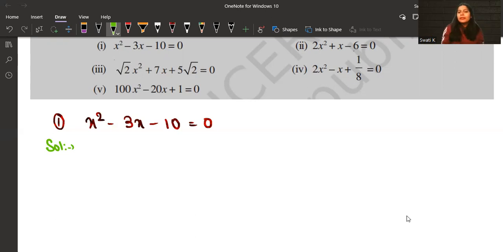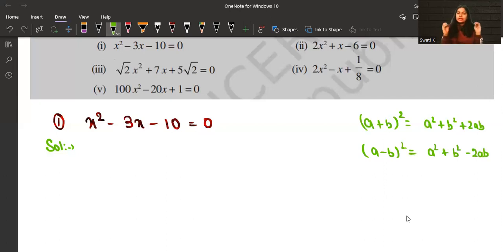Let's get started. First of all, before starting with this, I hope you are aware of these two formulas, which is a plus b whole square, a square plus b square plus 2ab, and also another formula which is a minus b whole square, which is a square plus b square minus 2ab. All right. So these are the two formulas which we are going to use throughout. Very important. So that's why I have written this in the starting only.